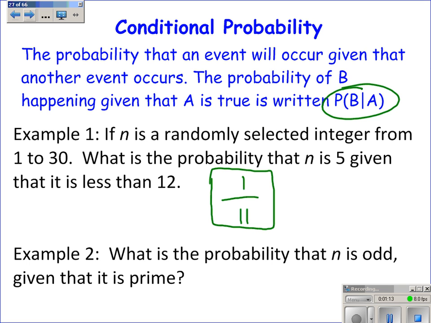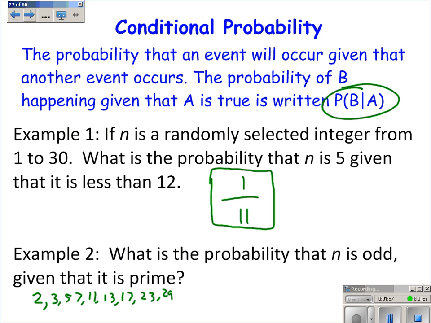Example 2: what is the probability that n is odd given that it is prime? We've got to think through how many odd numbers there are. If n is odd given that it's prime, we're looking at just the prime numbers. The prime numbers between 1 and 30 are 2, because 1 actually isn't prime, that's a whole other topic though, 2, 3, 5, 7, 11, 13, 17, 19, 23, 29. And that should be all the prime numbers between 1 and 30.